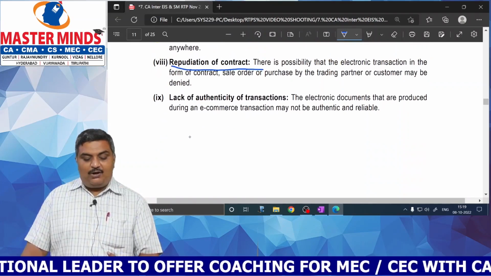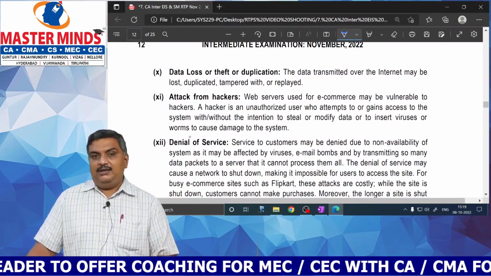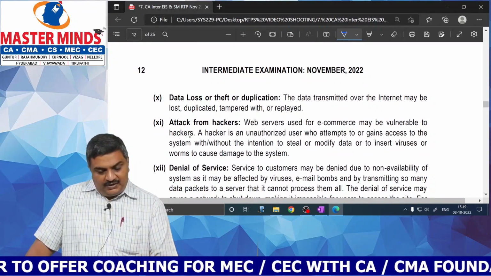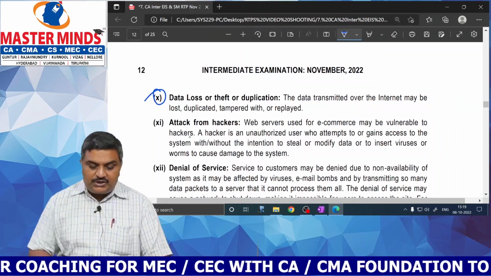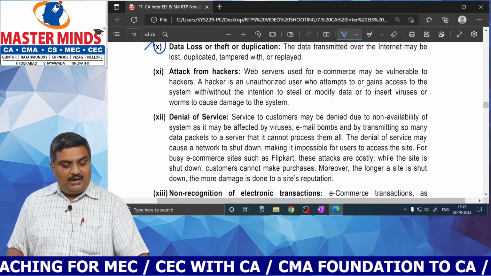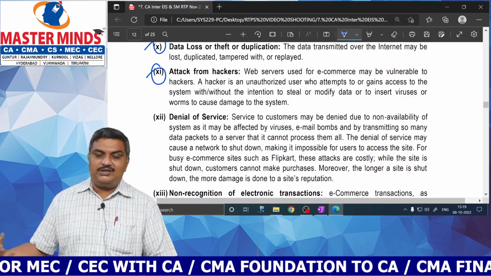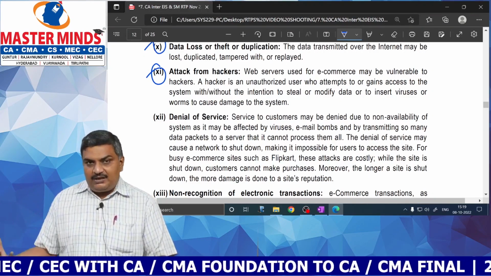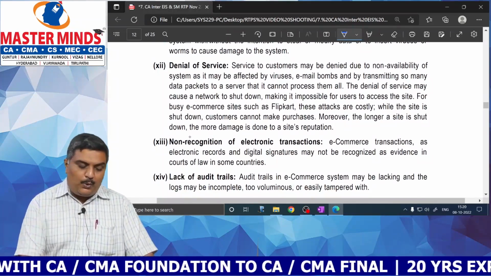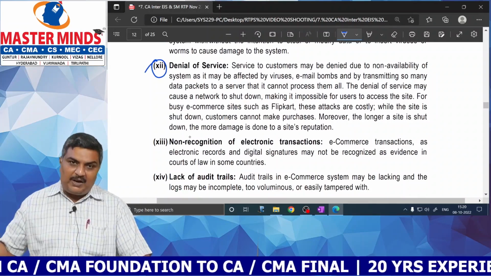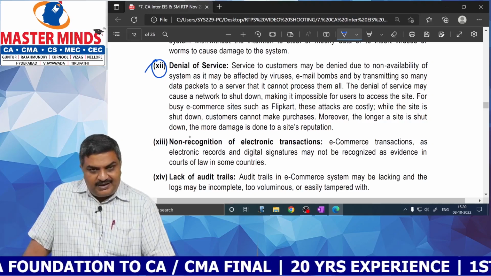And the next one, lack of authenticity of transactions. And of course today we have that. Authenticity is there. That's not a big issue. And the data may be lost. That is another issue. And there are always attacks from hackers. They want to hack your servers, hack the data, steal the personal information of the customers. That will be a big risk. And we don't know when the servers will go down and when the website will work or when the website will not work. We don't know all these things.